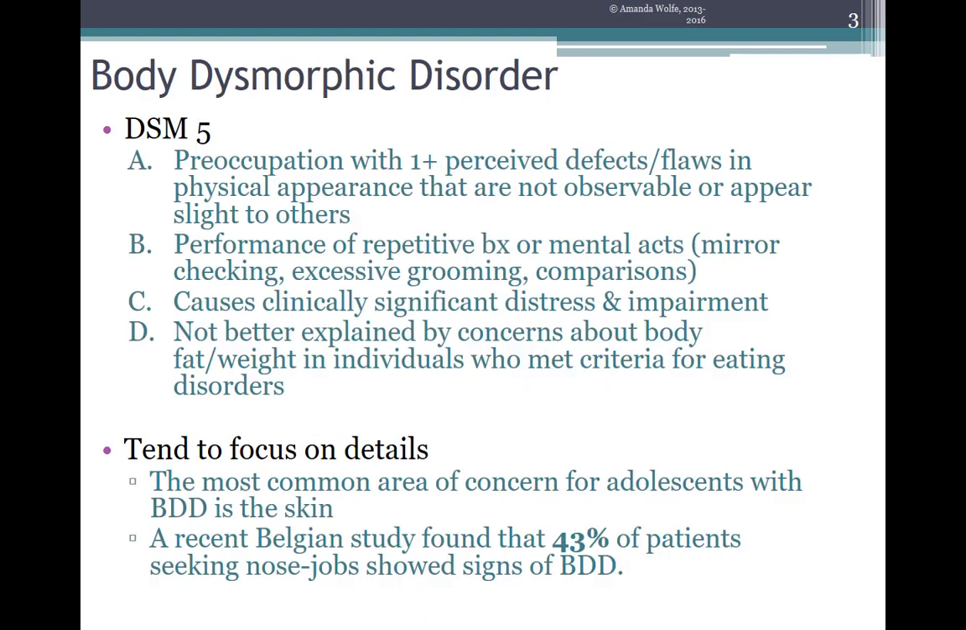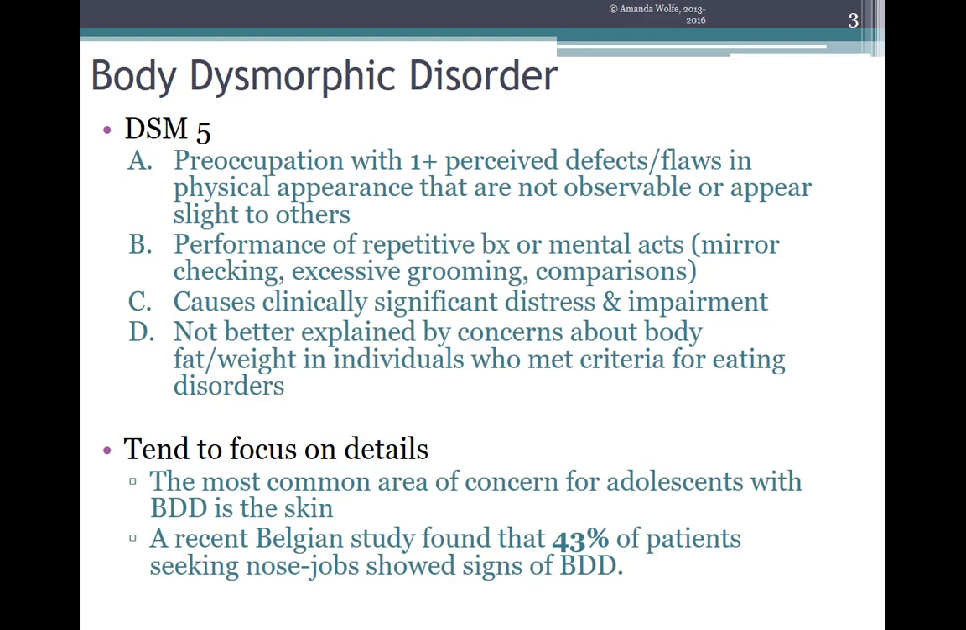Now let's talk a little bit about body dysmorphic disorder. Body dysmorphic disorder is technically covered in another part of the textbook, but it fits better with this group of disorders because it's about body image. Body dysmorphic disorder is when someone perceives flaws in their physical appearance that are not observable by others, or if other people can see it or observe it, it seems very slight.